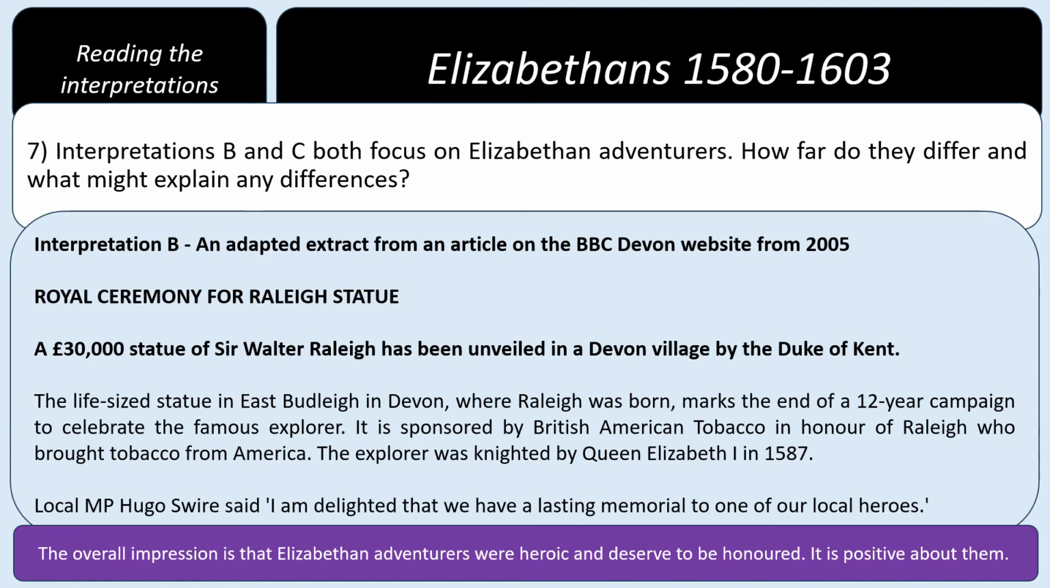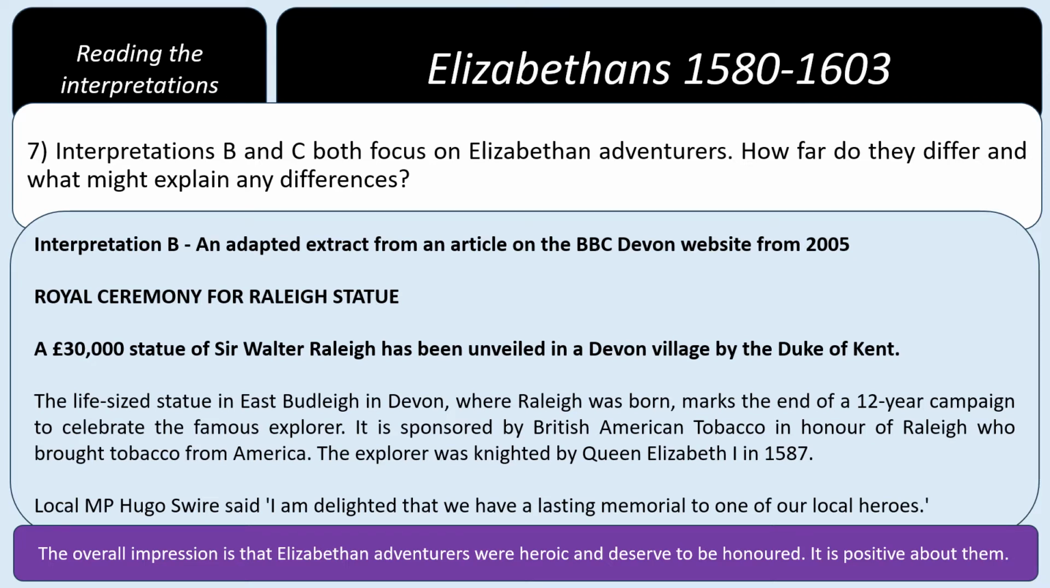So when you're approaching this question in the exam, you need to think really carefully about how you read the interpretations. A good tip is to make sure that you have read the question carefully and decoded the question. It talks about the idea of Elizabethan adventurers and how far they differ and what might explain any differences. So what you're looking for as you read the interpretation is what is the overall impression that the interpretation gives about the Elizabethan adventurers, and can you highlight any key quotes that support that viewpoint.